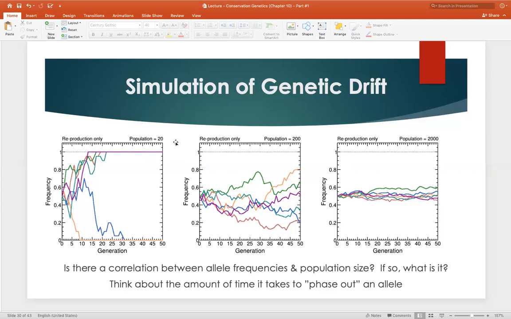The smaller a population is, the more drastic this effect has on that population. And how does that correspond with heterozygosity? Well, one may think about the correspondence with the type of alleles that you're actually observing in this particular diagram.